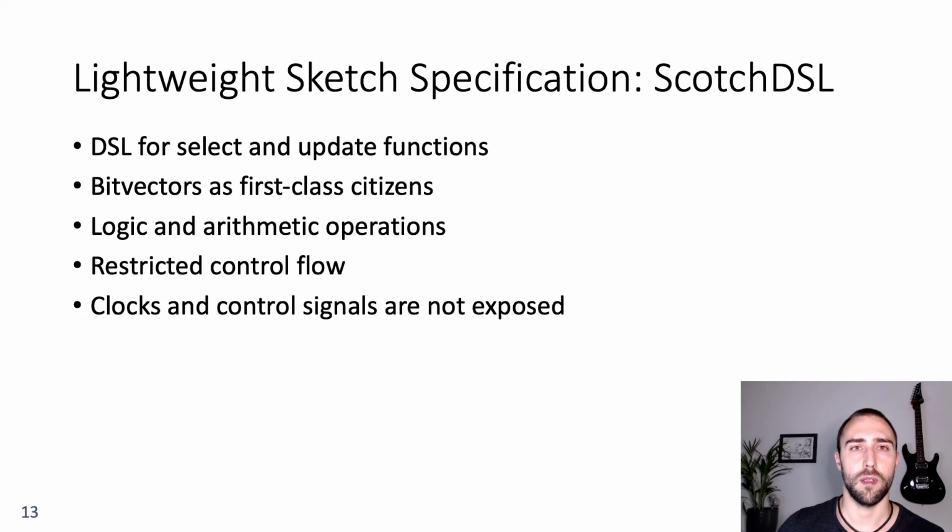The select update model is the foundation for Scotch DSL. It is a domain-specific language to specify the select and update function. It uses bit vectors as first-class citizens, which makes sense given that FPGAs do not assume byte-sized data types, and neither do the mathematical formulations of the algorithms. The language supports logic and arithmetic operations, plus restricted control flow. We do not allow constructs that would result in an accelerator that would not provide guaranteed data rates. And most importantly, we do not expose clocks or control signals, so software developers can provide these functions without worrying too much about the hardware that is being generated.